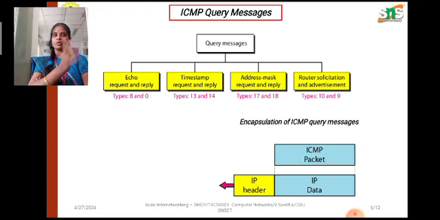If we look at all these four query messages, somewhere it is being requested and it is being replied to by some other system. Every message, whether it is a request or reply, has its own type number. Type 8 and 0 are assigned for echo request and reply messages. Similarly, 13 and 14 are assigned for timestamp request and reply, 17 and 18 for address mask request and reply, and type 10 and 9 for router solicitation and advertisement.